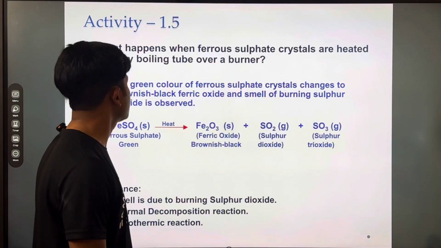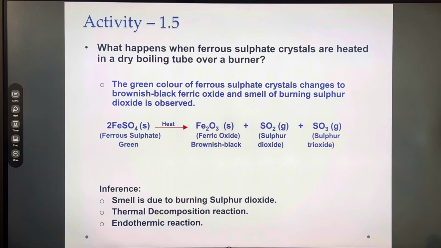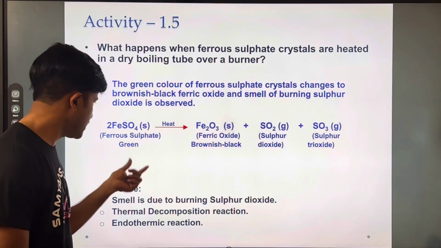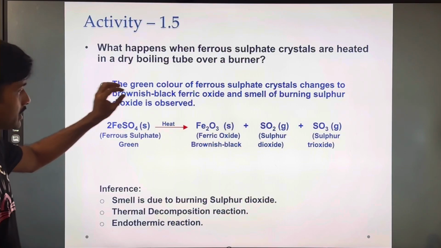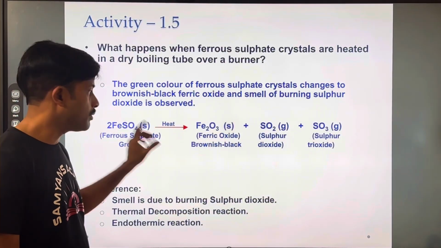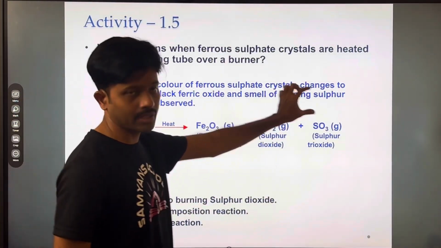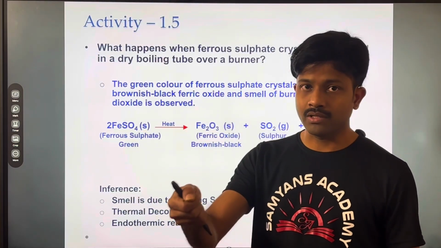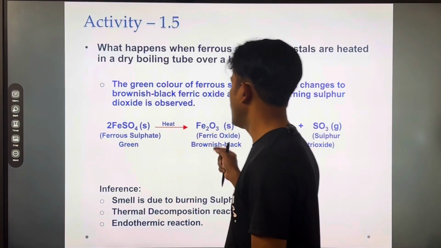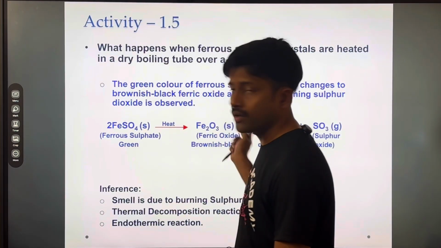Now, the next one is, what happens when ferrous sulfate crystals are heated in a dry boiling tube over a burner? Now you see, this is the fifth activity here. In this activity, we are taking iron sulfate. You just give it some heat, and this iron sulfate decomposes into Fe2O3, SO2, and SO3 gas. So when you take iron sulfate in the test tube and heat it with a Bunsen flame, what will you get here?